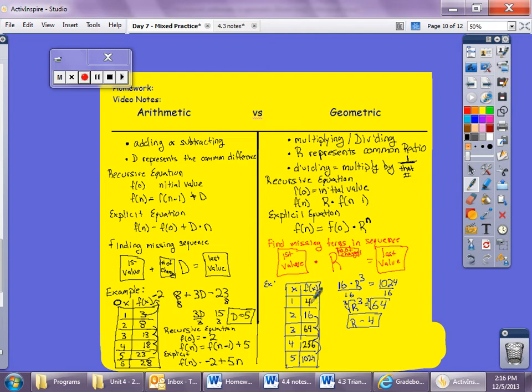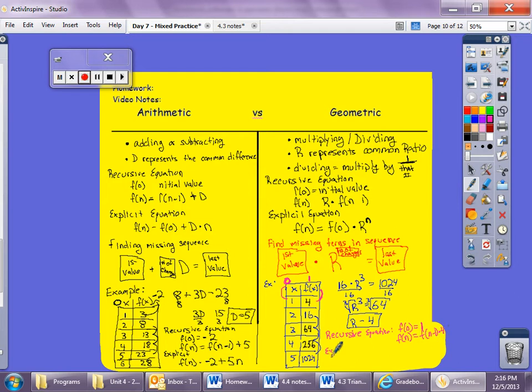To get the recursive equation, so we have f of 0 equals, well, we don't see 0 in here, so we actually have to go back to 0. So if I go back again, dividing by 4, that's going to give me 1. So f of 0 is going to equal 1. And then f of n equals f of n minus 1 times 4, because that is the r.